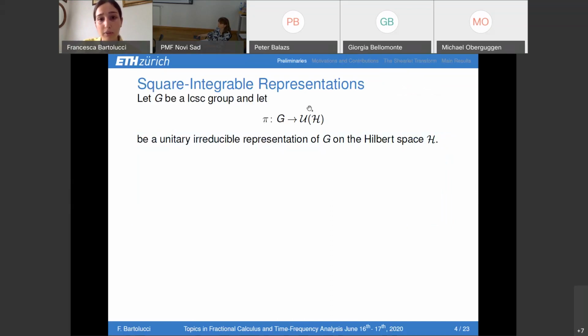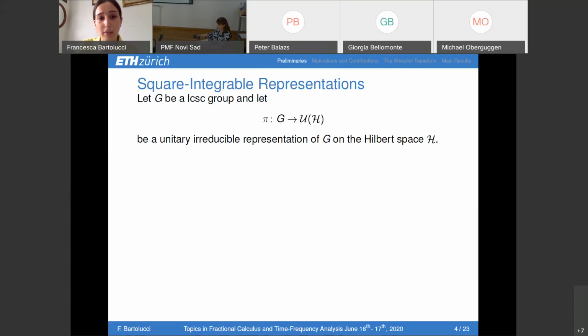I recall briefly that a representation is a group homomorphism from G into the group of unitary operators on H, and we say that the representation is irreducible if the only closed subspaces invariant under the action of the representation are the trivial ones, so the whole space H and the null space.